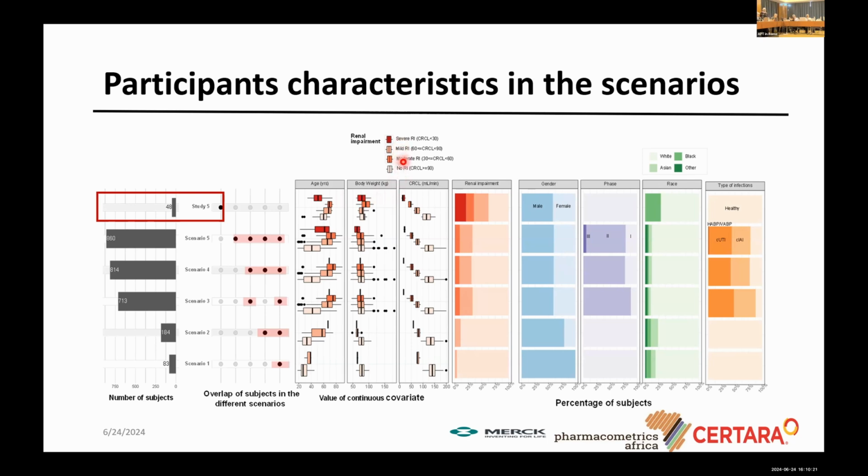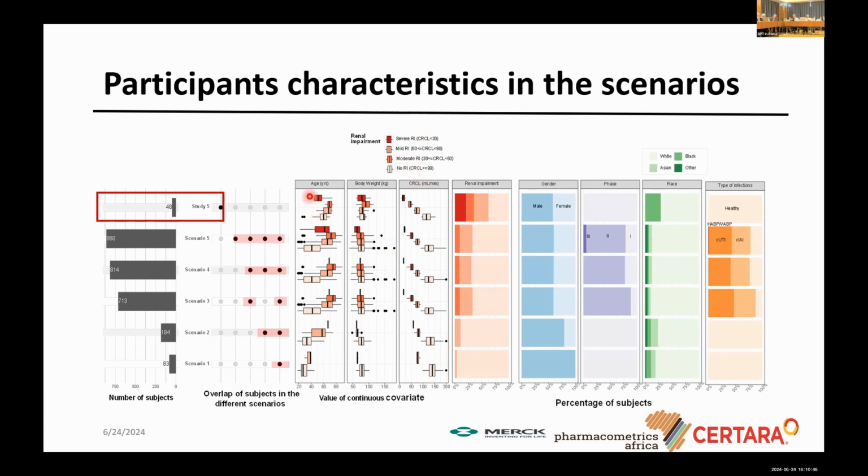Stage 1, a creatinine clearance of more than 90 ml per minute, means having a normal renal function. Stage 2, a participant having a creatinine clearance of between 60 to 90. Stage 3, between 30 to 60 ml per minute, and then the last stage, severe renal impairment, a creatinine clearance of less than 30 ml per minute.